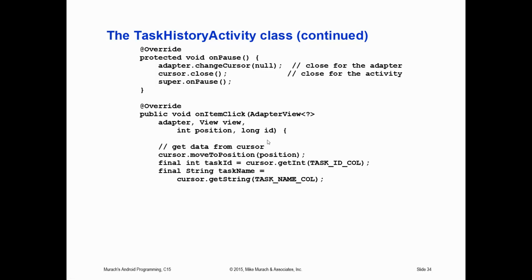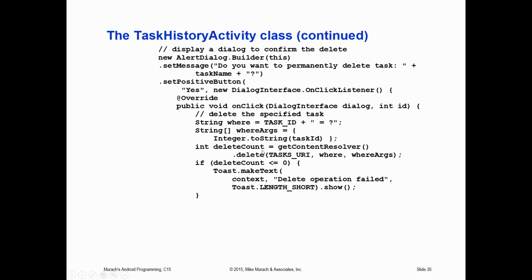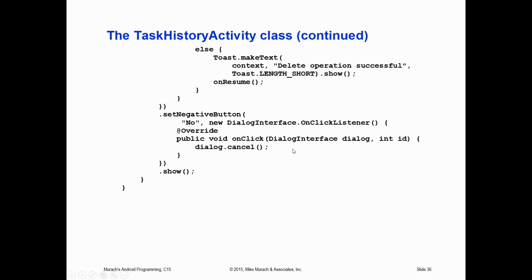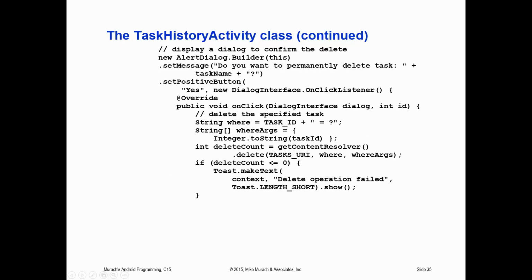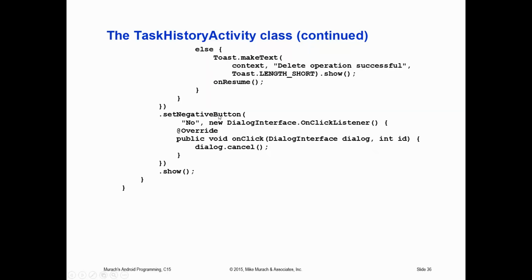Then it displays a dialog box that you've seen earlier that says, do you want to permanently delete the task? If you click yes, it uses the URI defined earlier in the class to delete the specified task. If you click no, it calls the cancel method. So in other words, it doesn't do anything. And that's the code here and here.